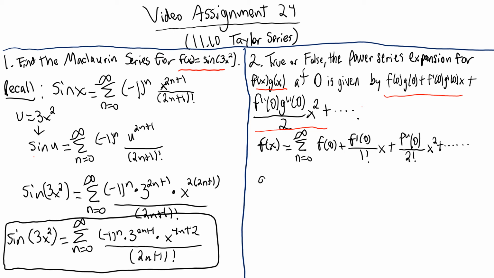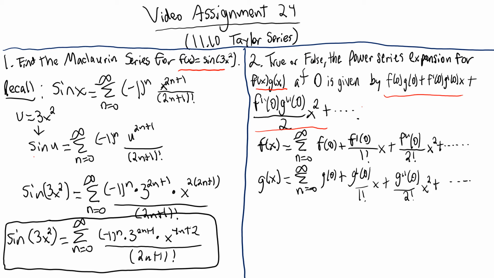So next, when you do g of x, it's going to be pretty similar to the power series of f of x, except it's going to be a g. So we got g of 0 plus g prime of 0 over 1 factorial x plus g double prime of 0 over 2 factorial x squared. And then that pattern will also keep going on.